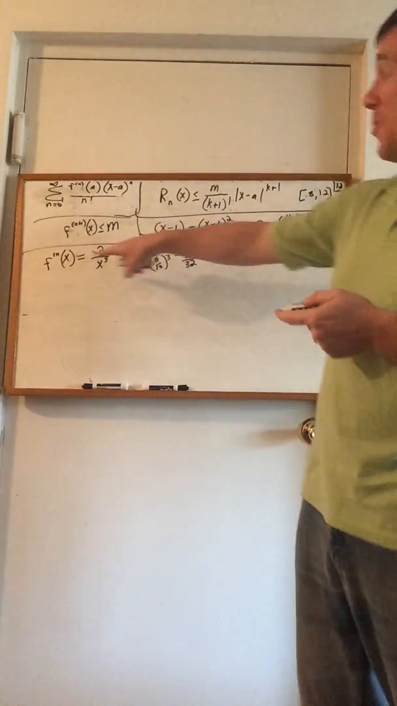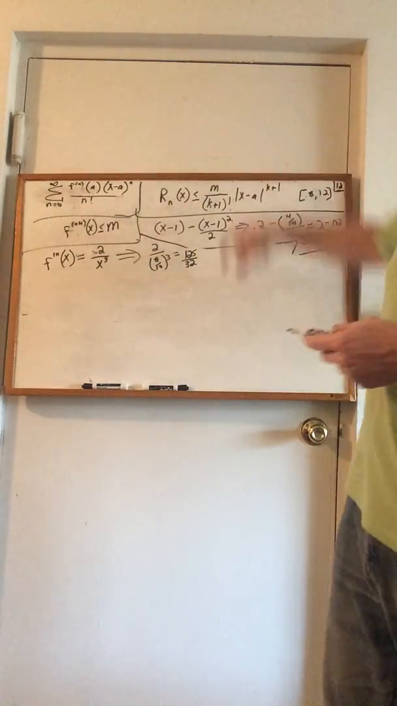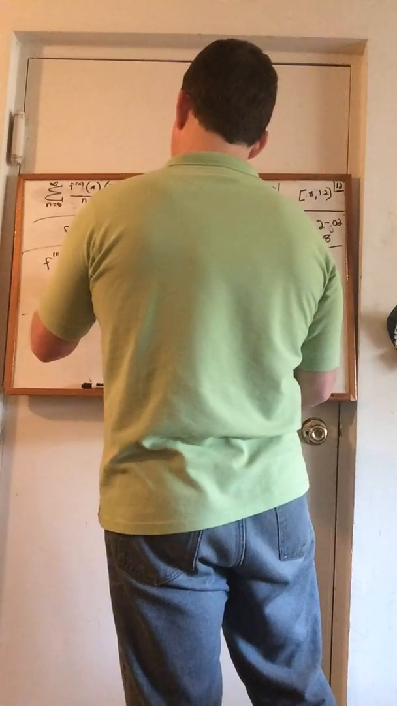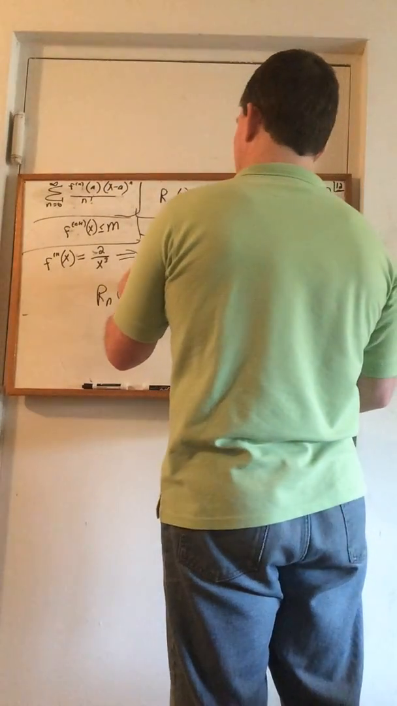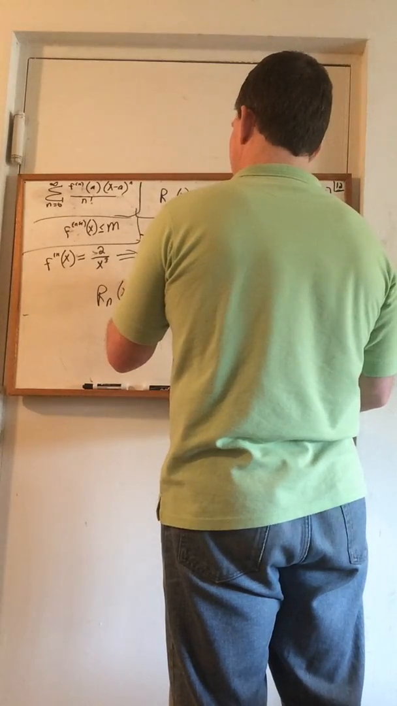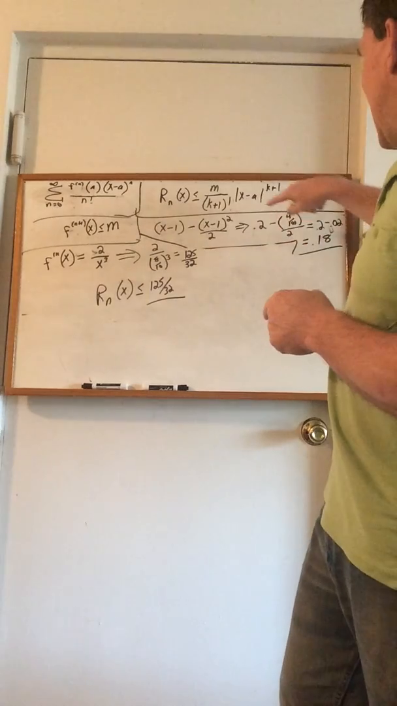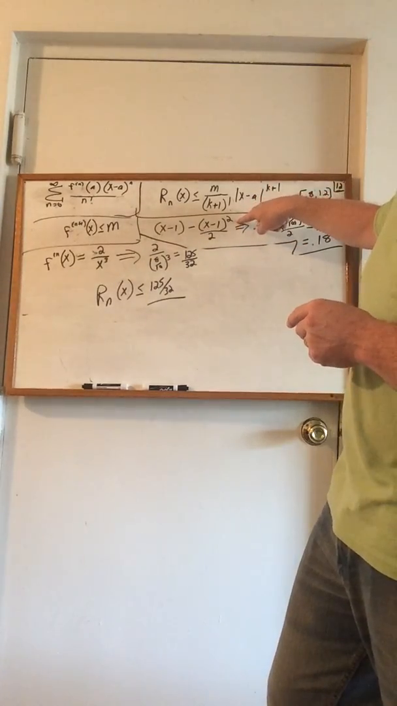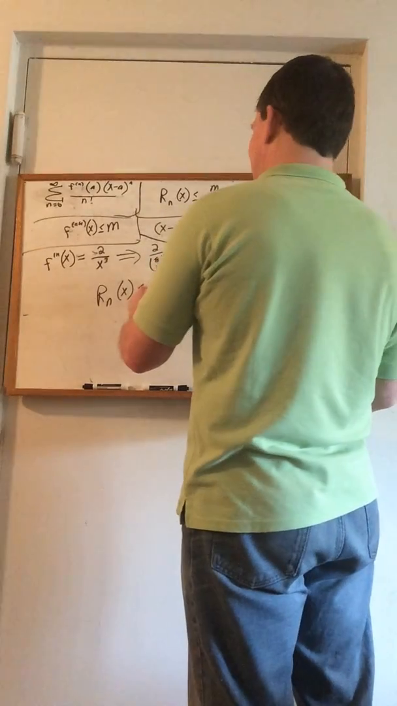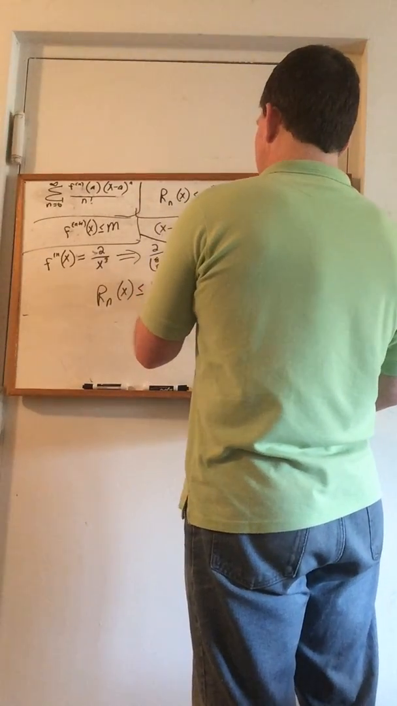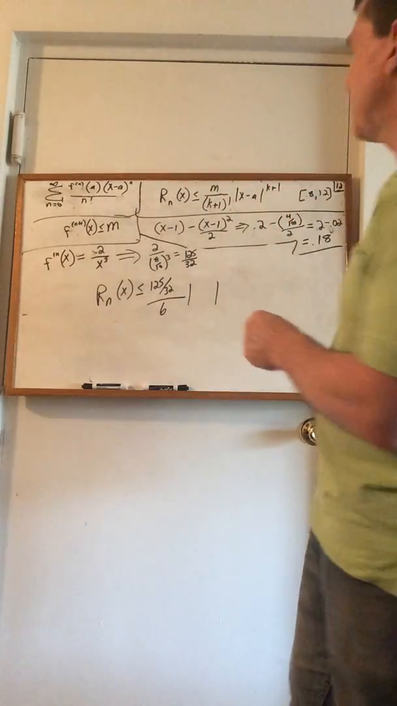That's the maximum value of this derivative on that interval. So that's the value I'll use for my m. So then my remainder, r sub n of x, is less than or equal to m, which is 125 over 32, over k plus 1. Our original polynomial was second degree, so k is 2, so that becomes 2 plus 1, 3 factorial, which is 6, times the absolute value of x minus a to the k plus 1, which is 3.